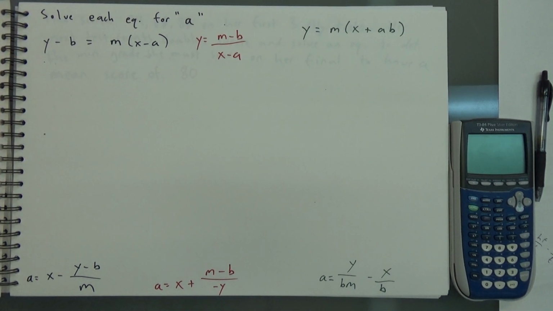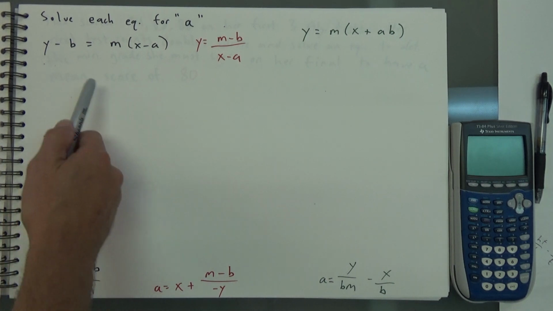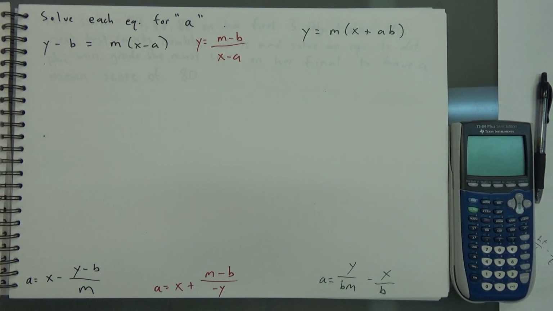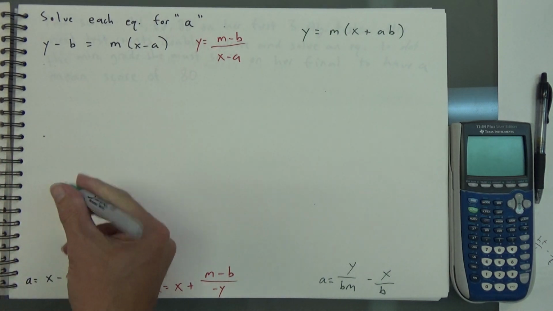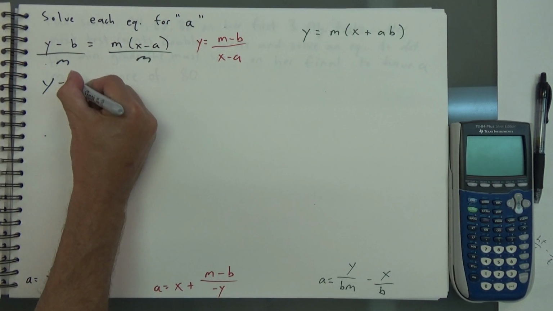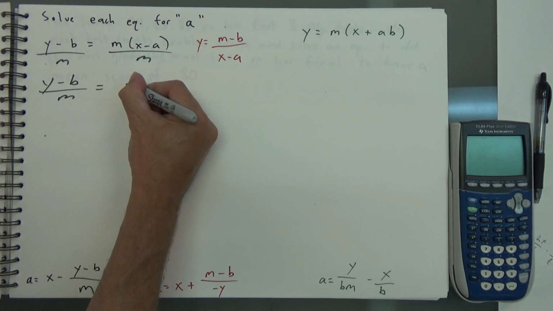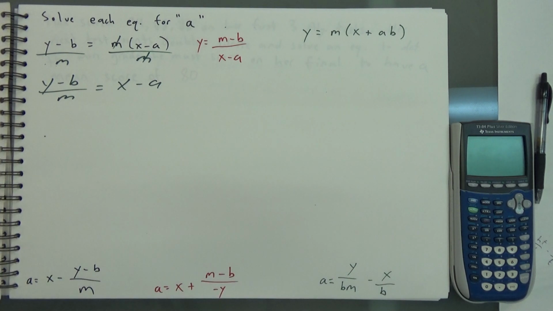So in each of these, I want to solve for A. Again, your steps may be just a little bit different, but Y minus B equals M times the quantity X minus A. So this looks a lot like the point slope formula for a line. But for this problem, it doesn't matter what it really represents. So if I want A by itself, I want this quantity by itself, so I'm going to divide both sides by M. I get Y minus B over M equals X minus A. These cancel, that's what I want.